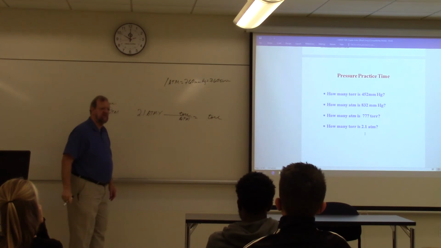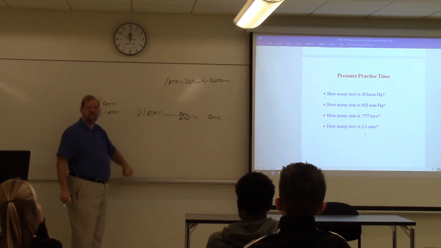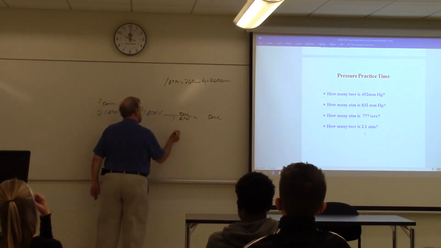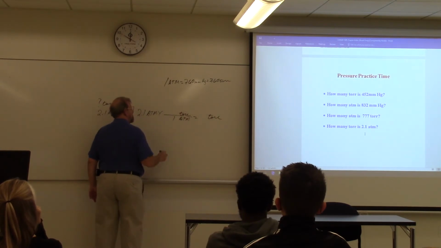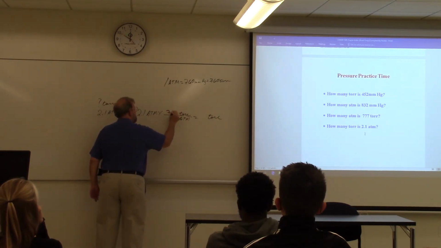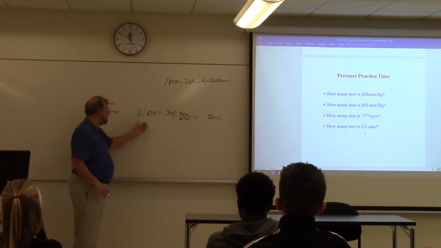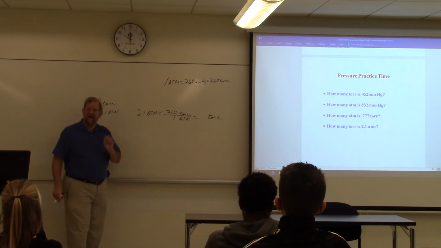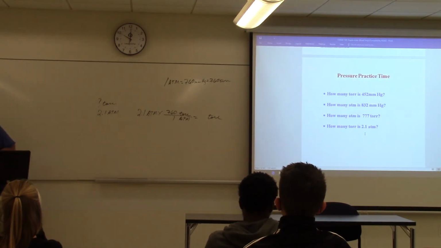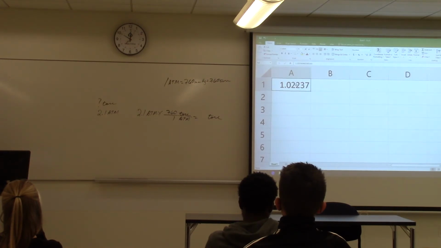Where do I get those numbers? From this definition. 1 atmosphere equals 760 millimeters of mercury, also equals 760 torr. These are both exact numbers. This is a 2 significant figure number. My answer should be 2 significant figures. Let's go ahead and calculate it. And this is the number I get.